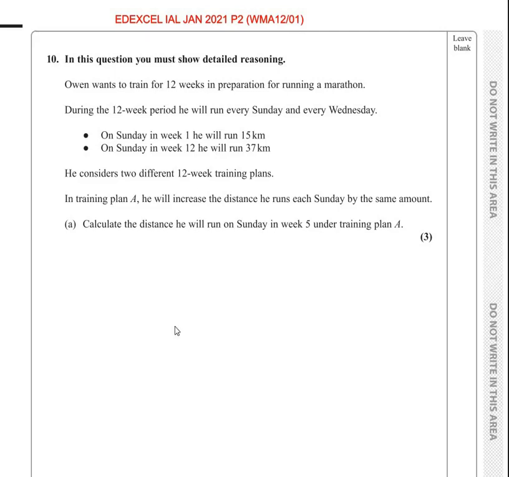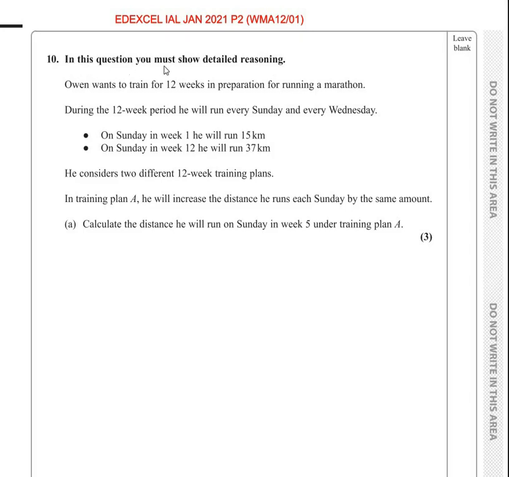Hello and welcome back. This is the 10th question from Edexcel International Advanced Level, January 2021 paper. This question is from the Sequences and Series chapter. So let us see what the question is asking us.